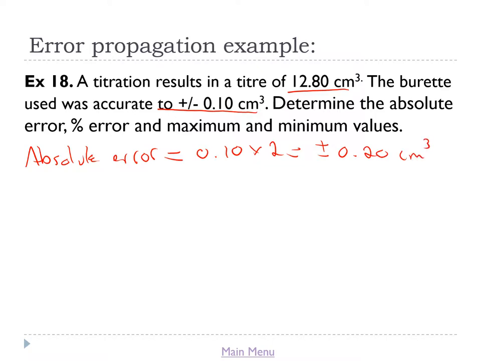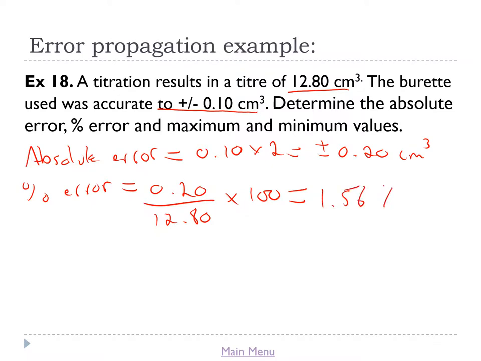Okay. Now, second, we're going to look at our percentage error. Percentage error is your absolute error divided by your result times by 100. So in this case, we've got 0.20 divided by 12.80 times by 100. Okay. And that equals 1.56%. Okay. So our percentage error is plus or minus 1.56%. So what do we do now? How do we calculate these maximum and minimum values?